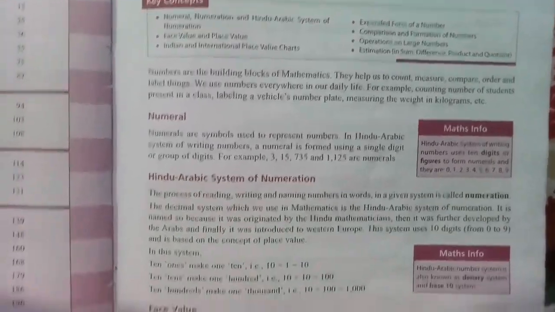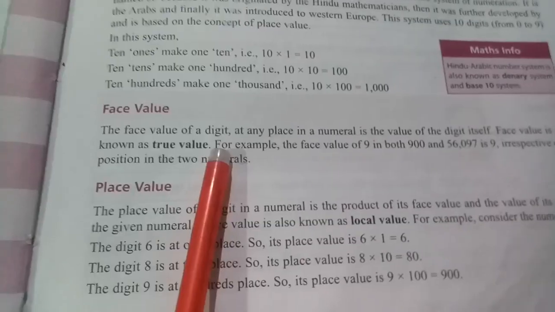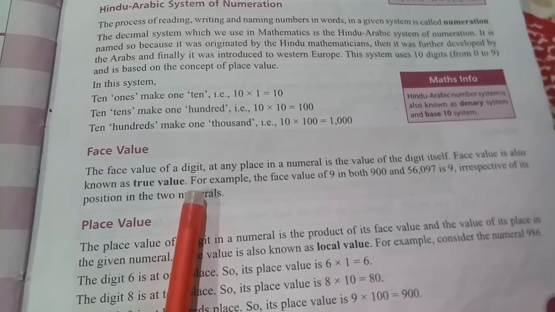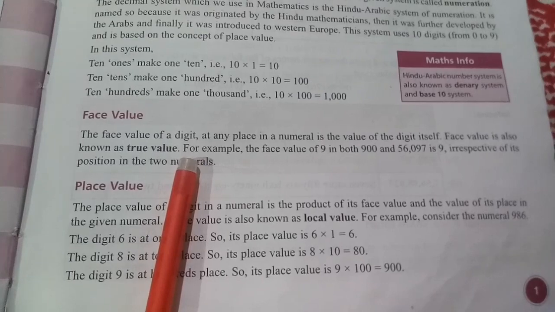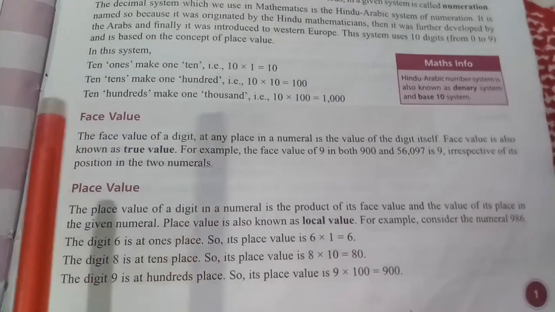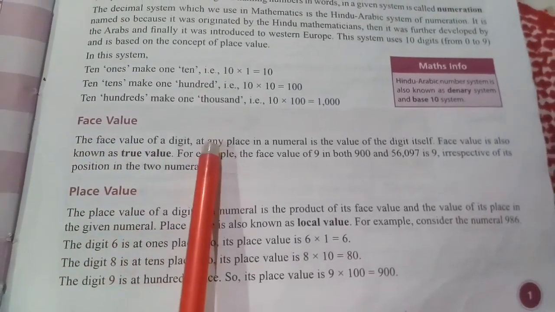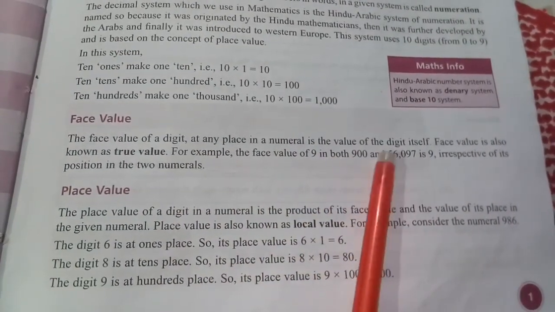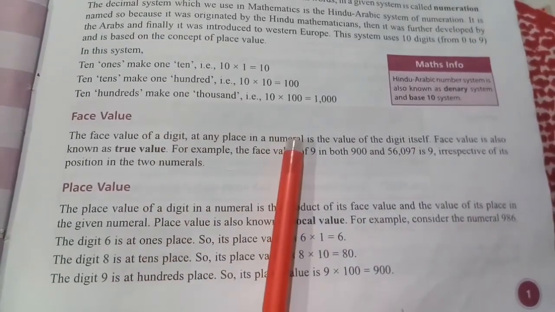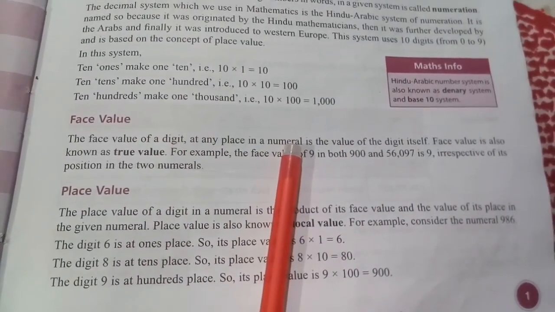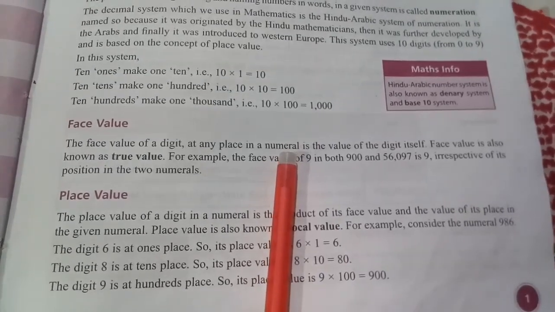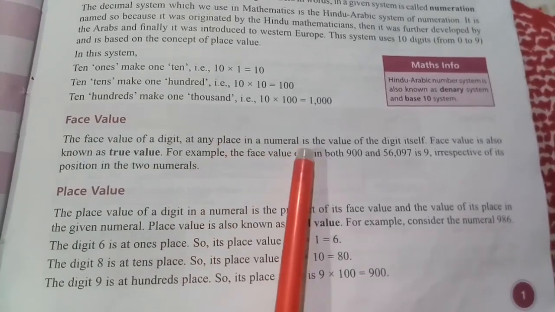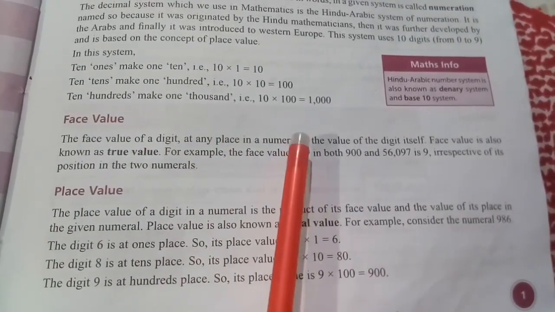Next is face value. What is face value? Face value is simply defined as the digit itself within a number. In your book it is given, the face value of a digit at any place in a numeral is the value of the digit itself. One example I give you. Suppose the face value of 5 in 350. So what is the answer? In 350, it is 5.